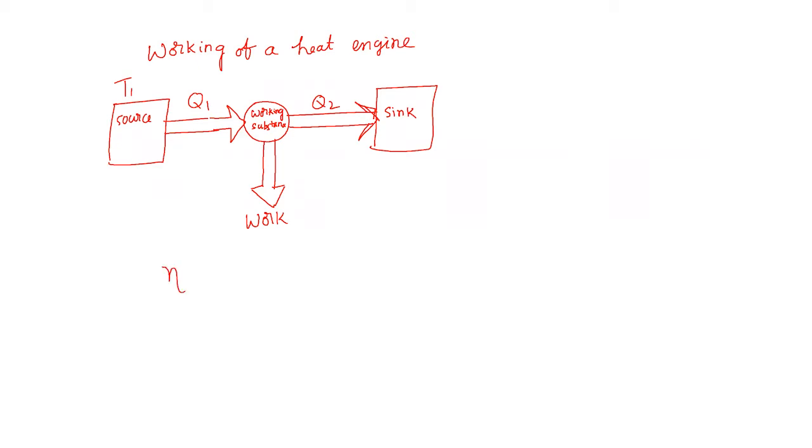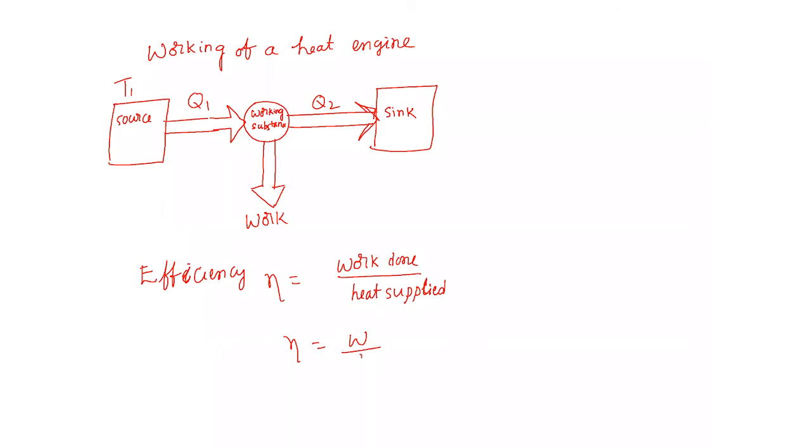Efficiency of a heat engine is given by eta, which is the mechanical work done by this heat engine out of the heat supplied. Remember, heat supplied to a gas is always positive. So efficiency is given by work done divided by heat supplied. Generally for any cycle, this is the formula for efficiency.